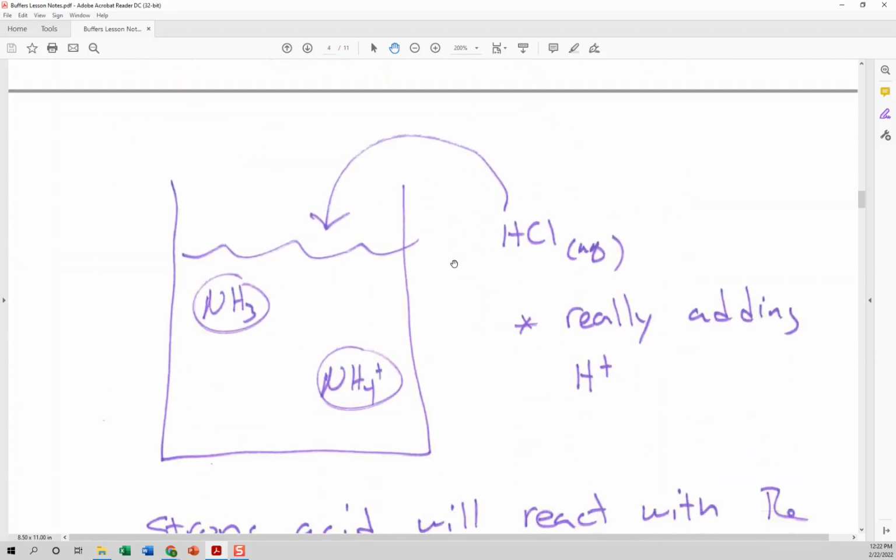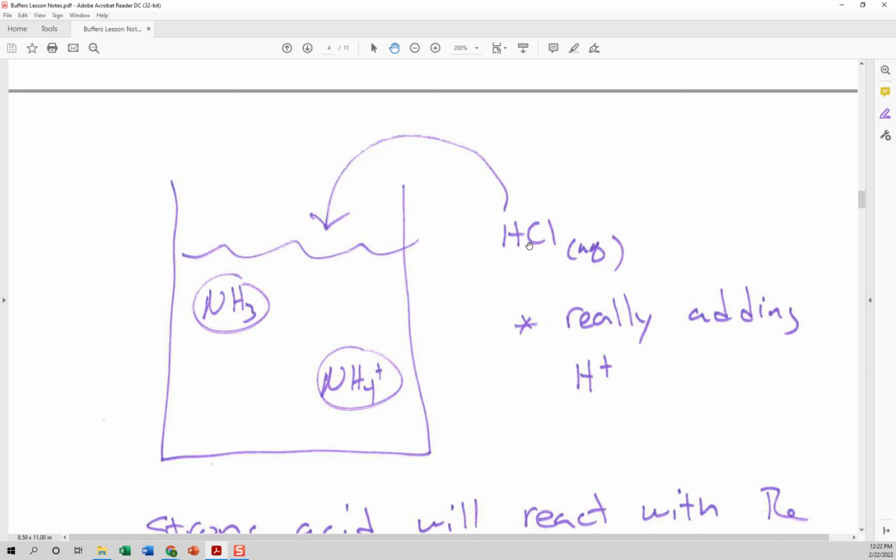So now let's understand what we do. I have my solution. I recognize it's a buffer because I have both of these in solution at the same time, and I add some HCl to it. That's strong acid. Well, we know that this is a buffer, so what does that mean? It means the pH isn't going to drop dramatically. Somehow, the solution is going to mitigate the amount of H plus added, all right?